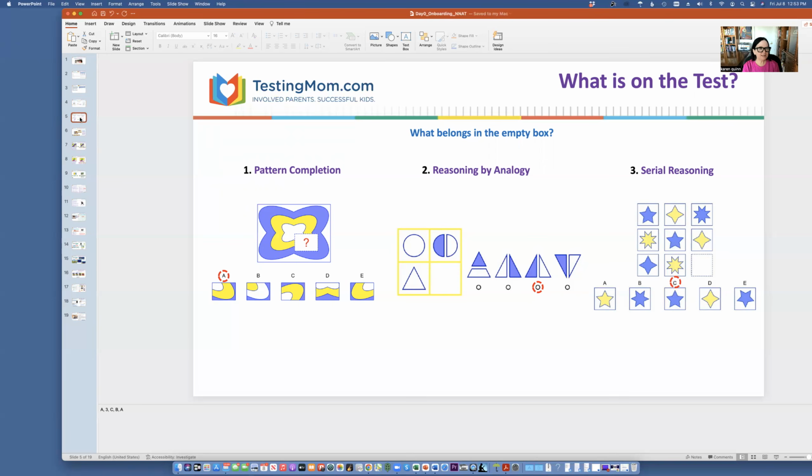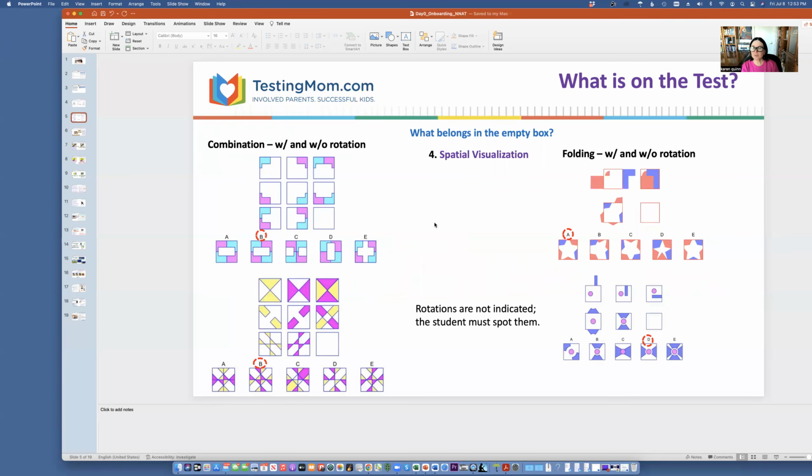All right, and now let's look at spatial visualization. And as I said, spatial visualization has 2 types of questions: combination questions and folding questions. With combination questions, whatever's in the first box is added to the second box to create the third box. So this plus this equals this. And now finally, this plus this, what does it equal? And it's going to look like B.